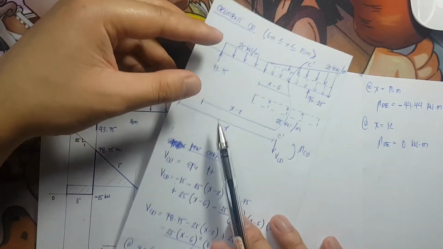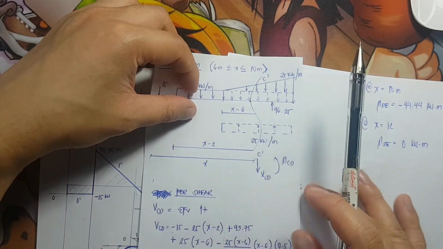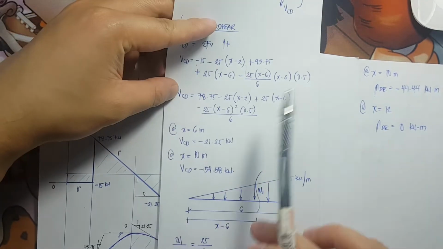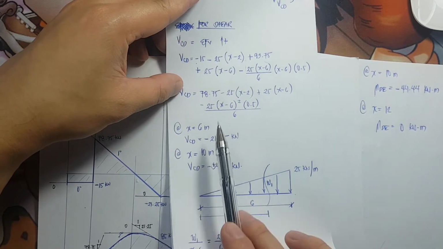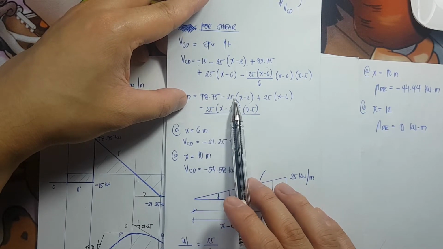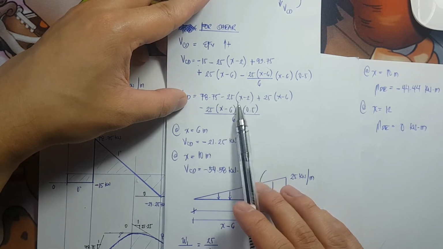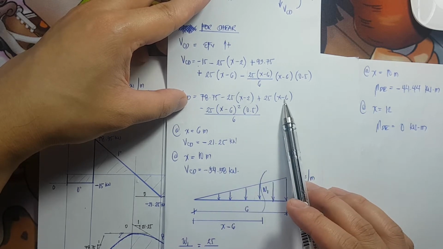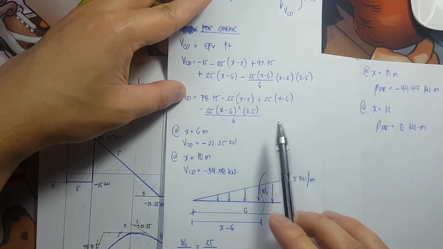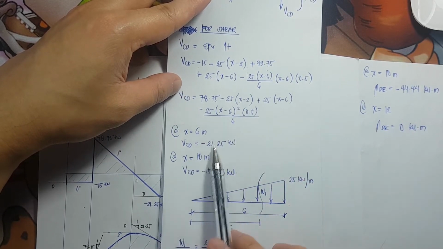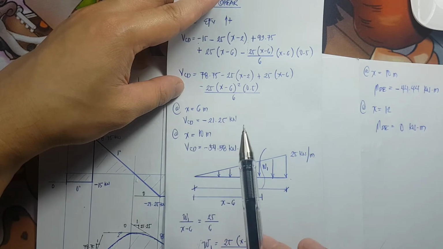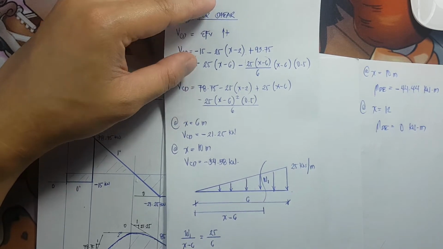Okay? At X equal to 10 meters, so this time, 78.75 minus 25 times 10 minus 2, plus 25 times 10 minus 6, and so on. So we will be using the whole equation. Substitute the value of 10 for your X. Therefore, the shear at CD is negative 54.58 kilonewton.